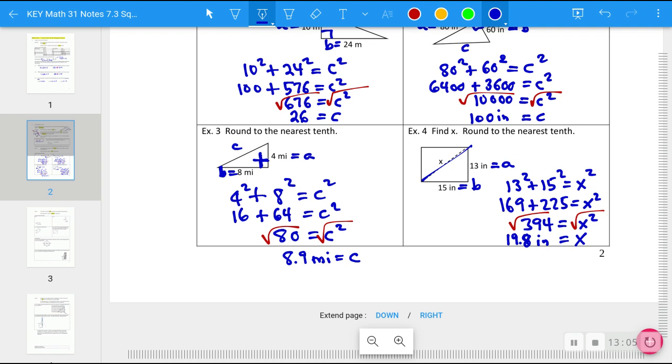All right, we will pick up on the next video with a continuation of these notes. We'll be looking at how to use the Pythagorean theorem when you're missing one of the leg lengths.